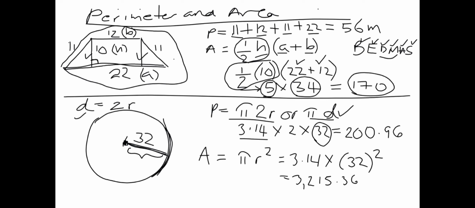So if they gave you 64 as D, you would have to take the D and divide it by 2, which is 64 divided by 2, which would be equal to 32. And then when you're going to find your area, you need to have the radius. So that's why it's important to have R. So in this case, it's 200.96, and that could have been meters if that was the case.